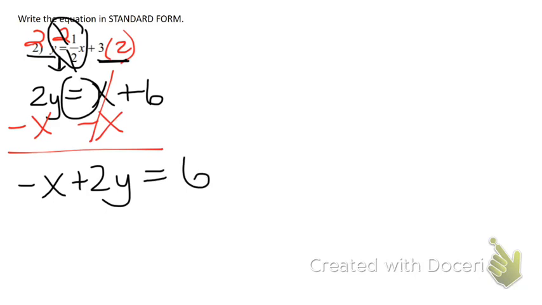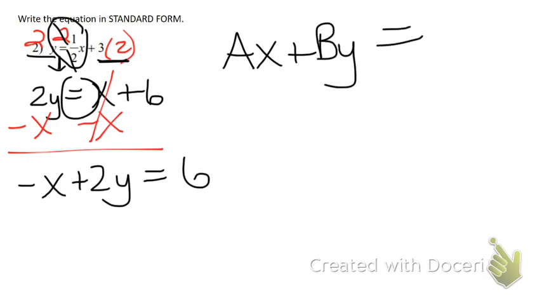Now, that is very possibly the answer, because I do have it in the form of x term plus y term equal to constant, but if the first term is negative, then a lot of books say you don't want the first term to be negative.